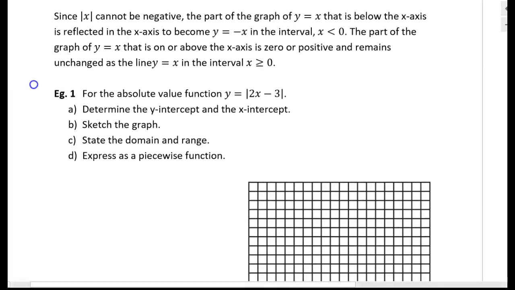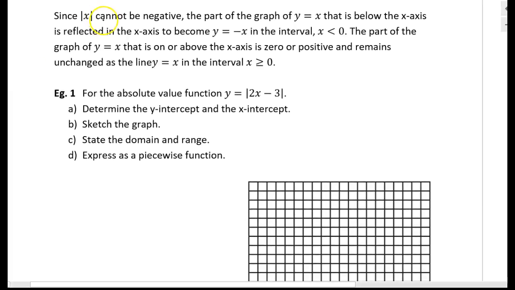To wrap our heads around it, to summarize, since the absolute value cannot be negative, the part of the graph of y equals x that is below the x-axis is reflected in the x-axis to become y equals negative x through this interval. While the part that remains unchanged stays the same in terms of the equation, and we state the interval for that as well.